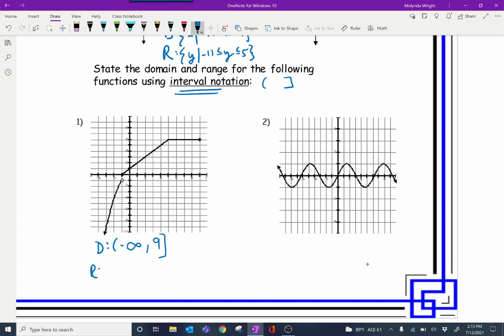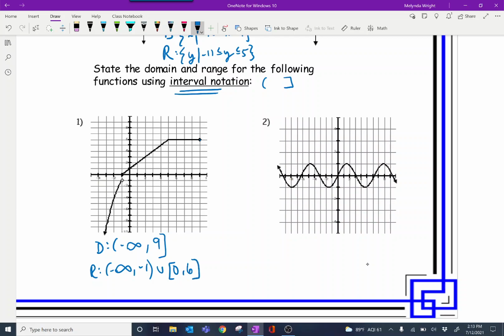Our range, we do go all the way down to negative infinity, so let's see. Looks like we go up to negative. Now this part right here, there's no y values between -1 and 0, so we have to leave that part out. We also have to leave out -1 because there's a hole there. And then we pick back up on the other side at 0, which is included because it's solid. And then we go all the way up to, 2, 4, all the way up to 6. And 6 is included.